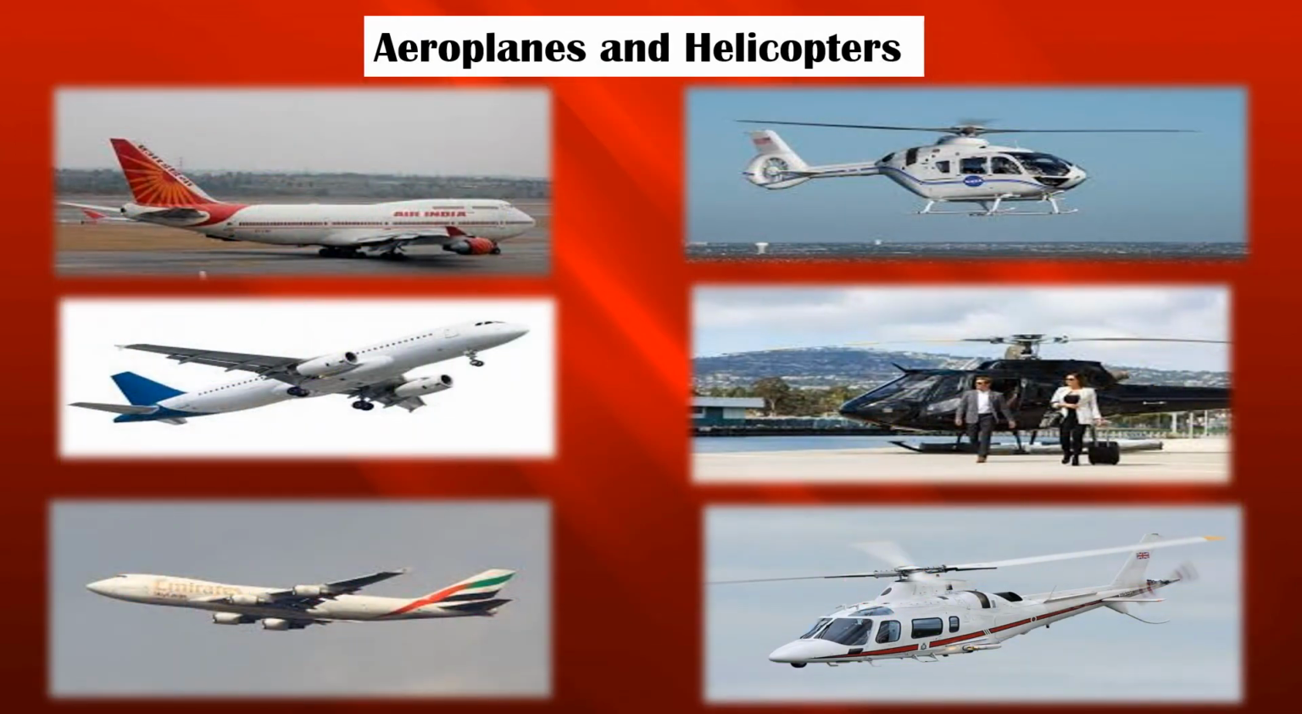Here is a slide, children, which shows us pictures of aeroplanes and helicopters. Both are used for air transport, but there is a difference. Aeroplanes can travel long distances, whereas helicopters are used for flying over short distances. Goods also can be sent through aeroplanes, as I told you, cargo planes and helicopters.